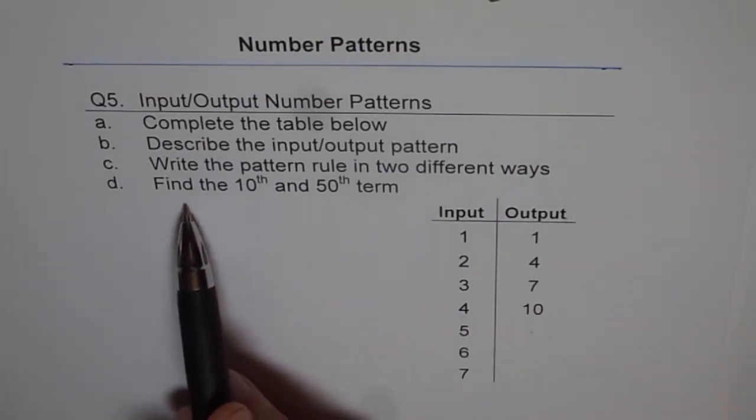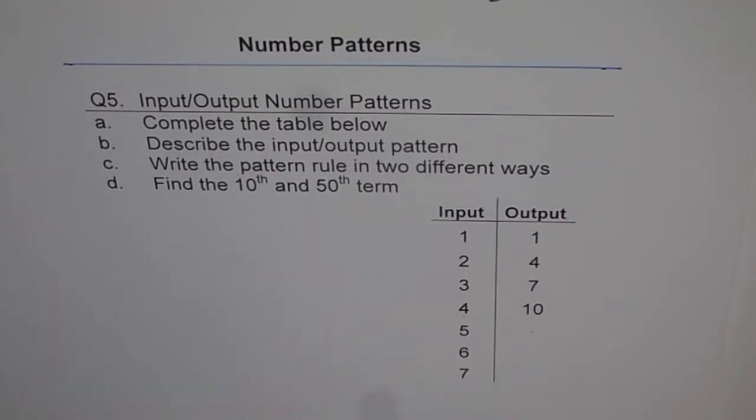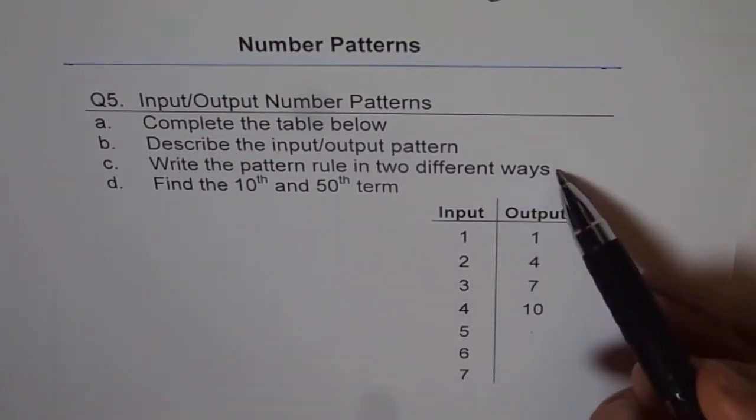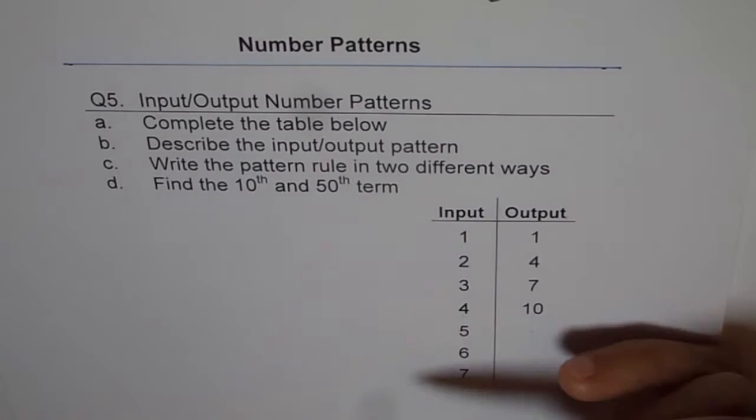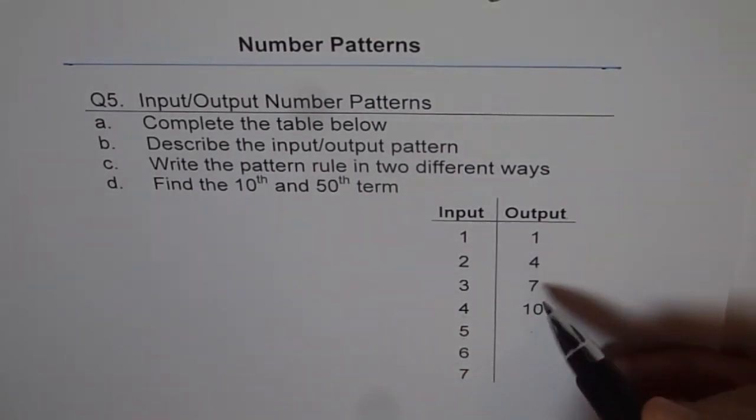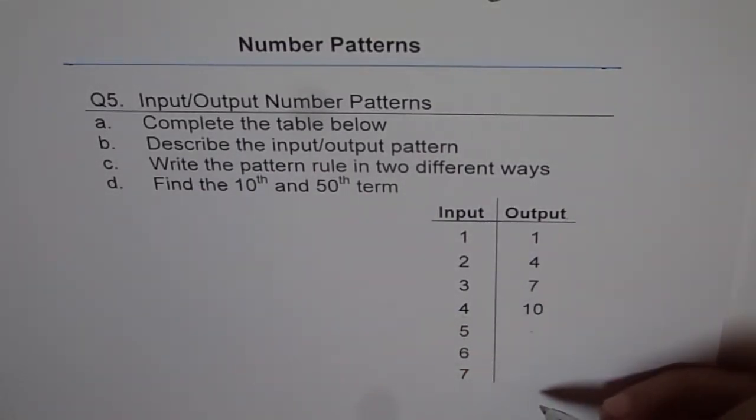D. Find the 10th and 50th term. That's kind of critical. So if you get a good rule here, it's easy to find the 50th term. Otherwise, you may have to write 50 times. Okay, now let's see how can we do it.